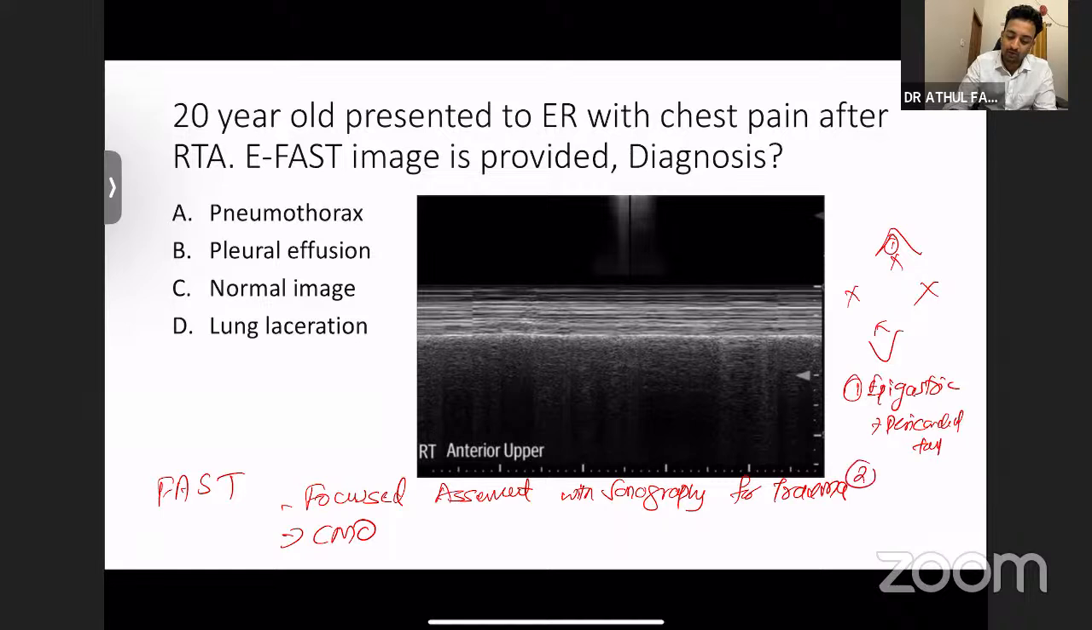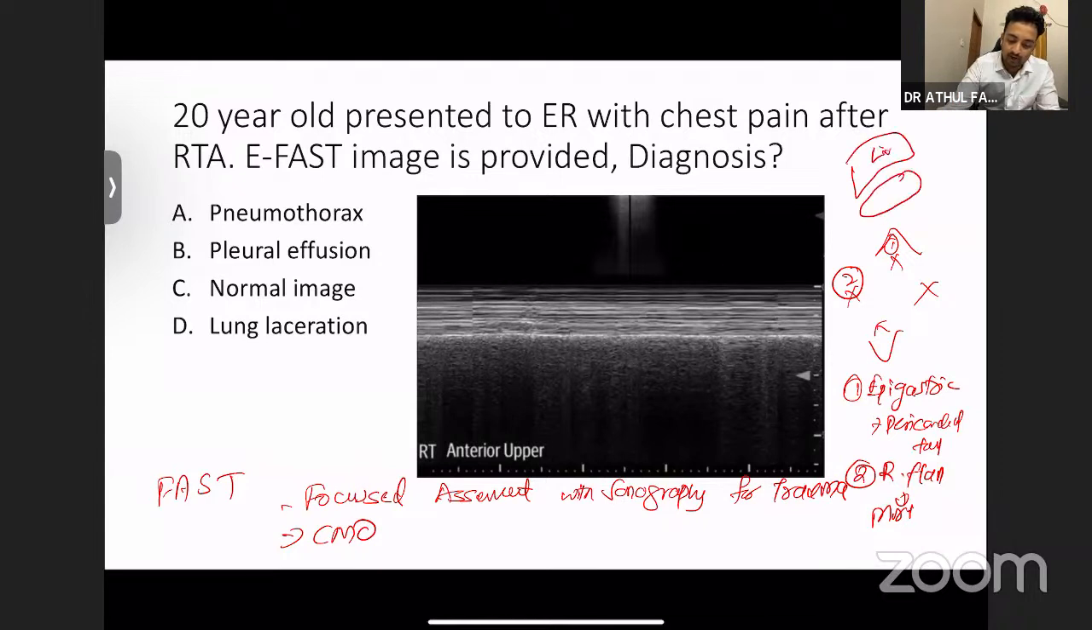Then you will look into the right flank. In the right flank, you will see the Morrison's pouch. So what is Morrison's pouch? Morrison's pouch is the space between the liver and the right kidney. It is one of the most dependent parts when the patient is lying down, and so you should look for free fluid in Morrison's pouch in the right flank region.